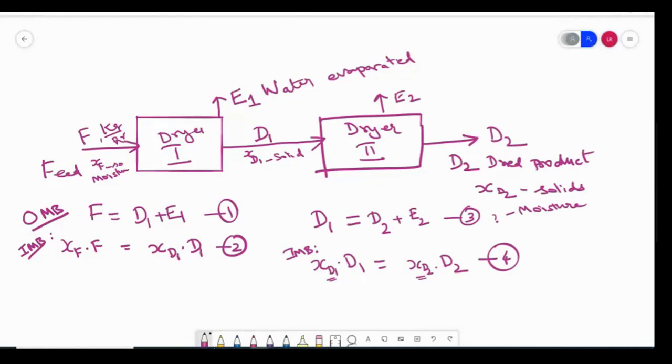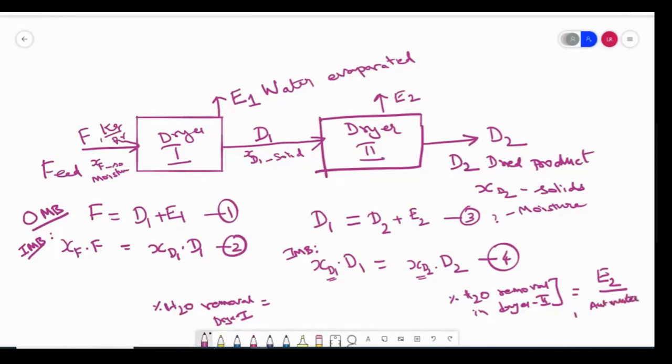So these are the various cases. And again, what is the percentage water removed? Percentage water removal in dryer 1, and in dryer 2, we should be able to write. Percentage water removal in dryer 2 is the amount of E2 divided by the amount of water in D1. And for dryer 1, E1 divided by the amount of water in F. That way we will find the percentage water removal from dryer 1 and from dryer 2.